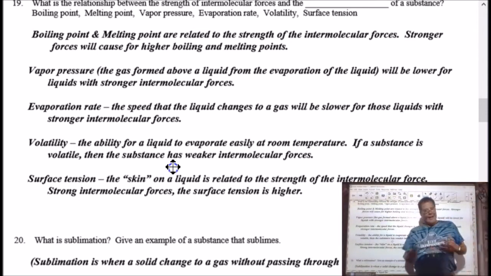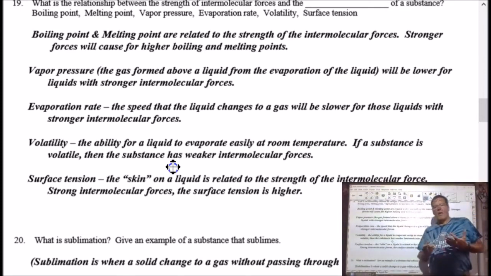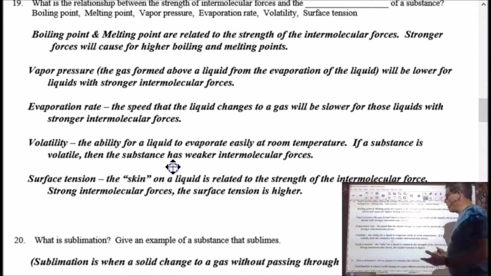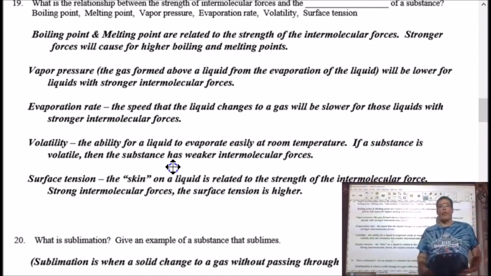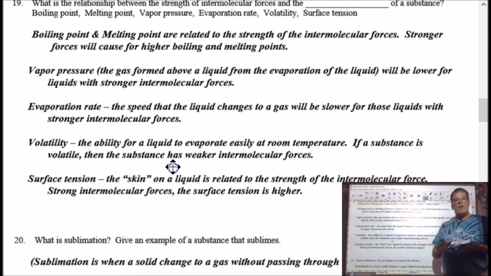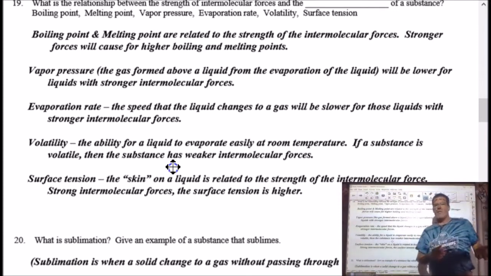Evaporation rate is kind of the same thing as vapor pressure. If I left a beaker of water out on the table at room temperature, it would take a while to evaporate. If I left a beaker of acetone, it wouldn't take very long to evaporate because the intermolecular forces are so much weaker. So evaporation rate is due to the speed at which the liquid changes into a gas. Now, if I increase the temperature, then I'm weakening the intermolecular forces. So there have to be some variables of consistency when we talk about evaporation rate and vapor pressure.